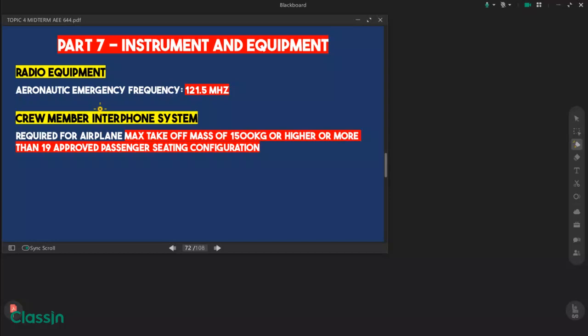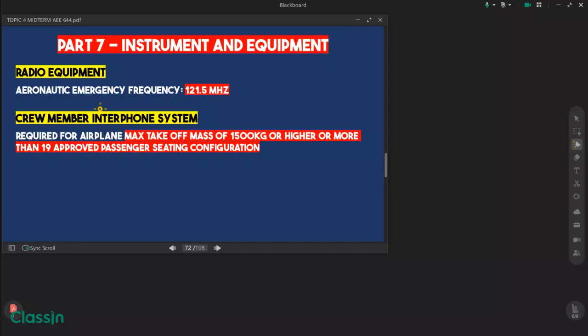So, ito tatandaan nyo, we have the aeronautical emergency frequency. Okay? So, we have this 121.5 megahertz natin. Okay? So, ginagamit yung 121.5 megahertz natin is dito yung frequency kapag may certain emergency na nangyari. So, tandaan nyo kapag may emergency, tatawag ang piloto or i-shift na yung frequency ng radio sa 121.5 megahertz natin. Okay?